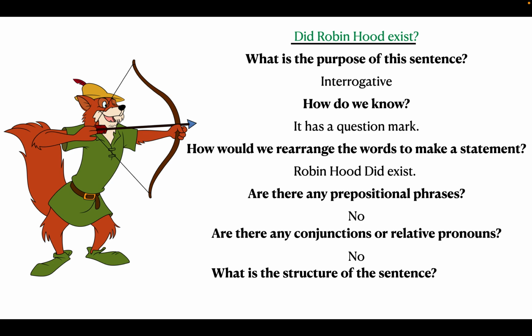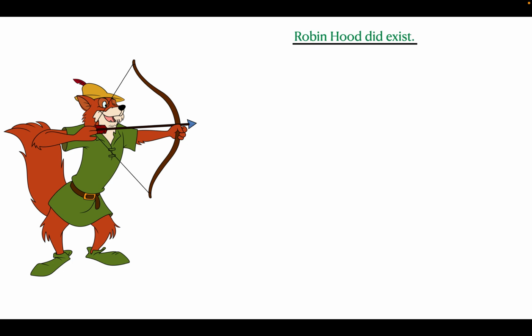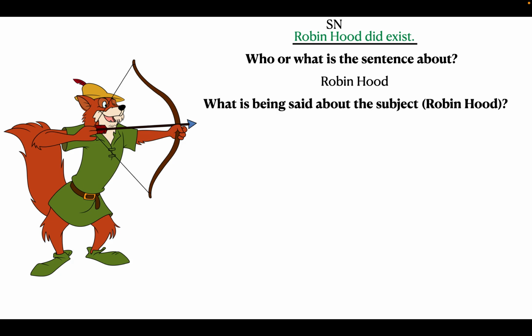And then what is the structure of the sentence? That's right, it's simple. And what does a simple structure mean? It has a subject and a verb and can make sense on its own. All right, so who or what is the sentence about? That's right, Robin Hood. So that is the subject of our sentence. And is Robin Hood a noun or a pronoun? That's right, it is a noun. It's a proper noun. What is being said about the subject Robin Hood?